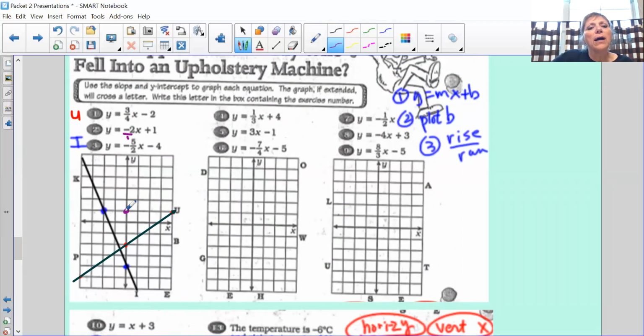So from this purple dot, I'm going to go down 2. That's what this negative means. And to the right 1. So 1, 2, right 1. Now I'm going to continue to do this. Down 2, right 1, down 2, right 1. And then I'm going to go backwards. I'm going to go +2, -1. So up 2, backwards 1. Up 2, backwards 1, and I call that walking it up, walking it down. And from there, we put a line.